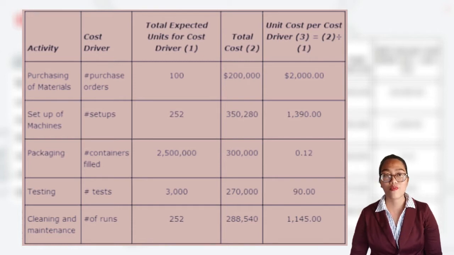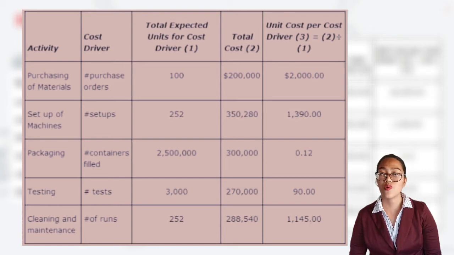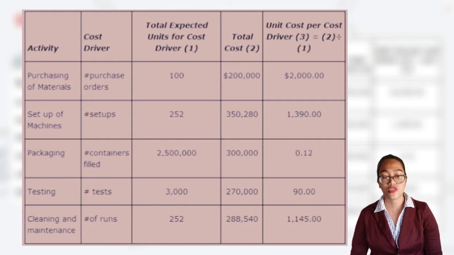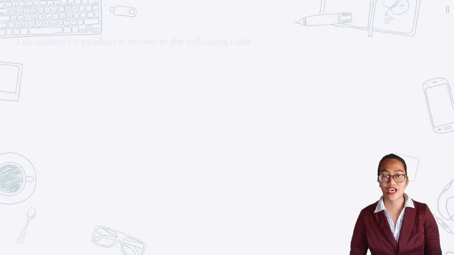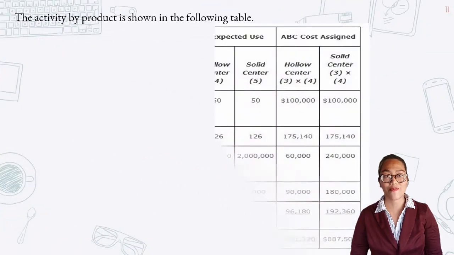For example, in purchasing of materials, its total expected units per cost driver is 100, while its total cost is $200,000. So if you divide the $200,000 by 100, it would equal $2,000 as its unit cost. And that is how you will do it with the remaining activities. You just have to divide the total cost by the total expected units per cost driver to get the unit cost per cost driver. In the next slide, there is another table that shows the activity by product.